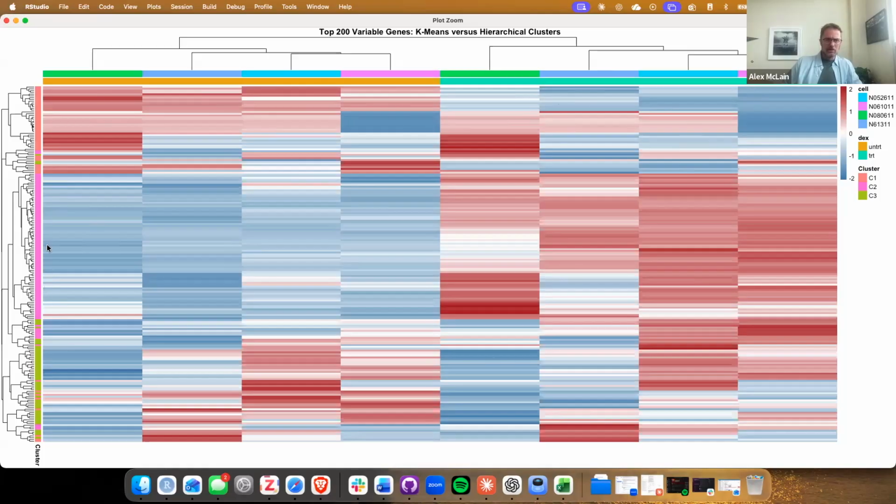This second cluster here, which is mostly cluster 2 from the k-means algorithm. We have more blue for the untreated, more red for the treated. So we're seeing some probably differential expression here. Remember, these 200 genes are not the most differentially expressed genes. These are the most variable. If we look at the most differentially expressed, there'll be a very clear red, blue, blue, red type pattern.